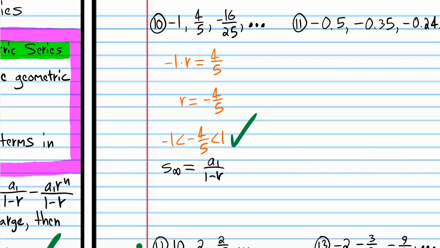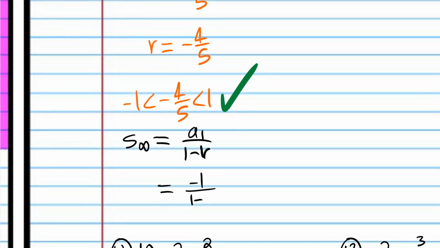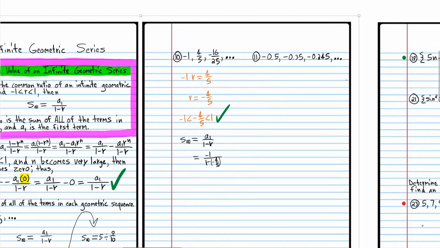So the infinite sum of a geometric series where r is between -1 and 1 is equal to the first term of the series, which is -1. I got that from here, divided by 1 minus the common ratio, which in this case is -4/5. Let's make some more room.